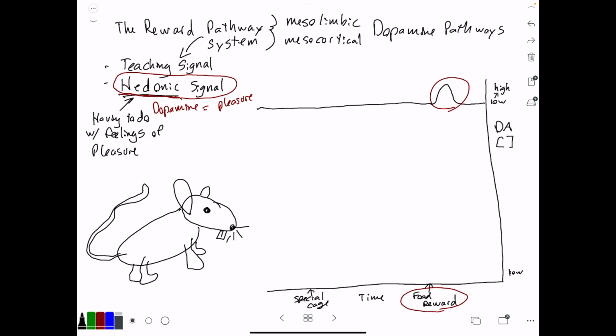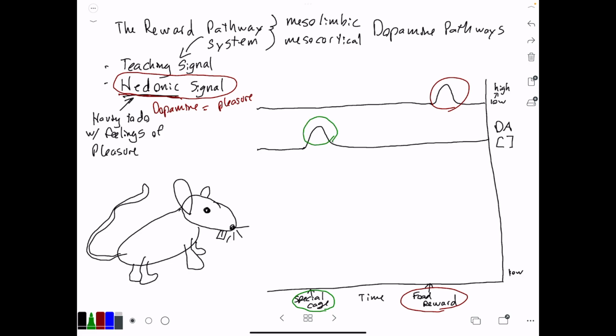But they repeated experiments with the rats, and what they found was after they were first introduced to this food reward, this new scenario, and they brought them in the next day, the next trial, what they saw was that as soon as they put them into this special cage, that is when they received the dopamine surge. So the special cage.